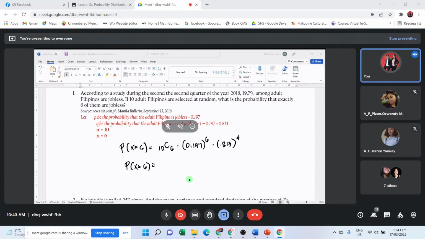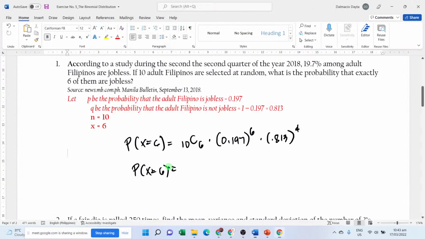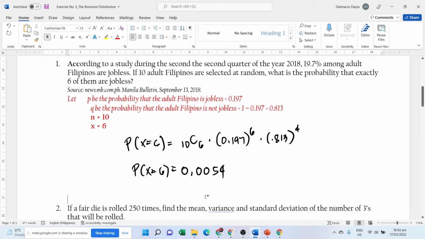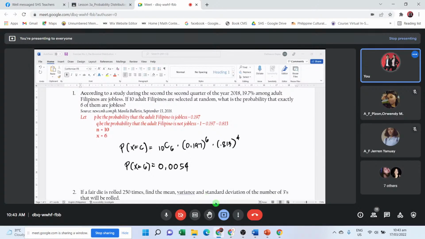If this is the case, you can get up to a non-zero value. So that will be 0.005. Pwede hanggang 5.36, so that will be 5.4. Yan, pwede na yan. So two non-zero values. Do you have any question, class? Substitution of the values to the formula. Nasundan ba? Any question?